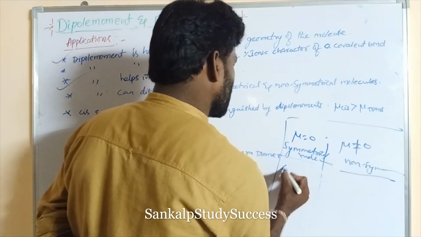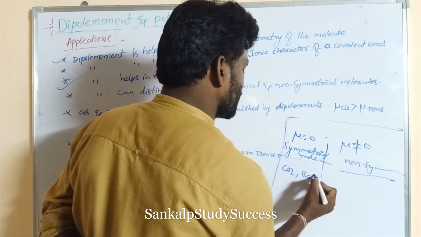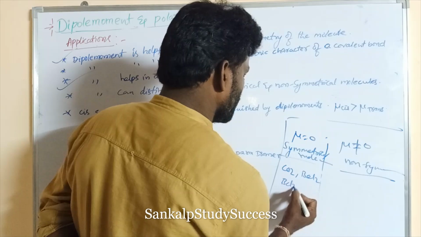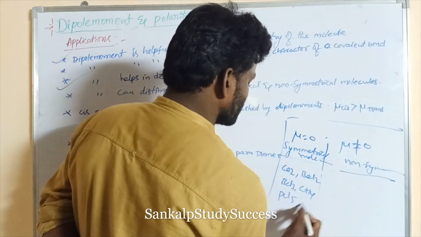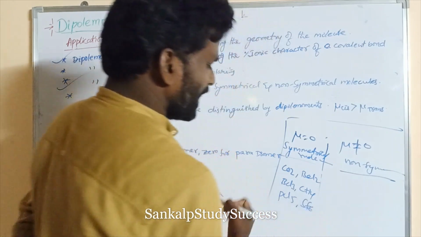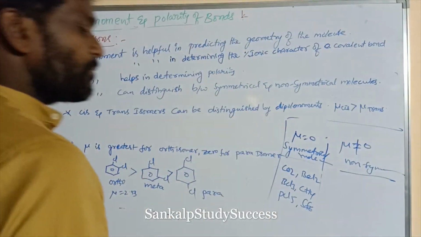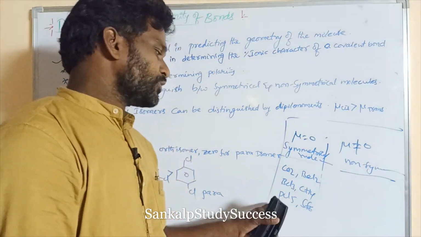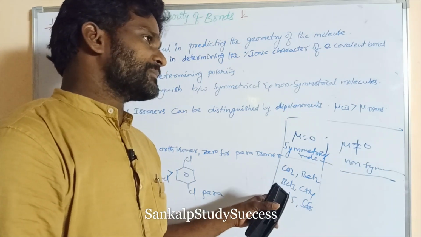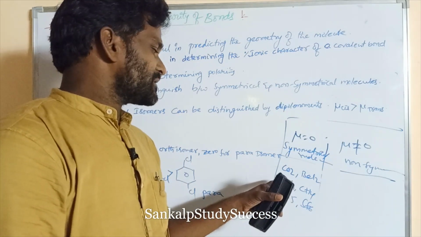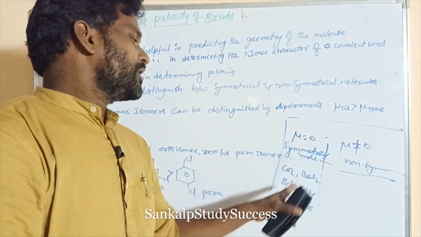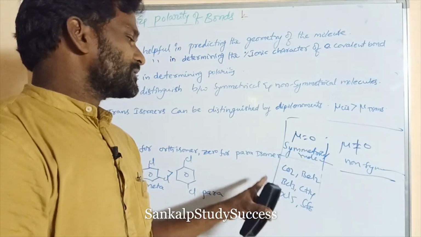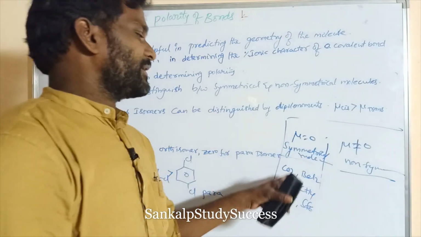For example, carbon dioxide, BeCl2, BCl3, CCl4, CH4, PCl5, SF6, all these are symmetric homoatomic molecules. Symmetric homoatomic molecules mean all the atoms are present in one plane and the central atom has the same surrounding atoms, that is the symmetric homoatomic molecule. So that is having a zero dipole moment.